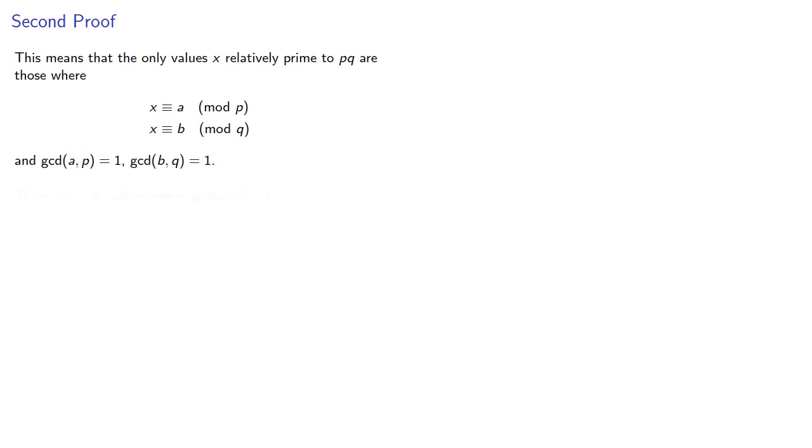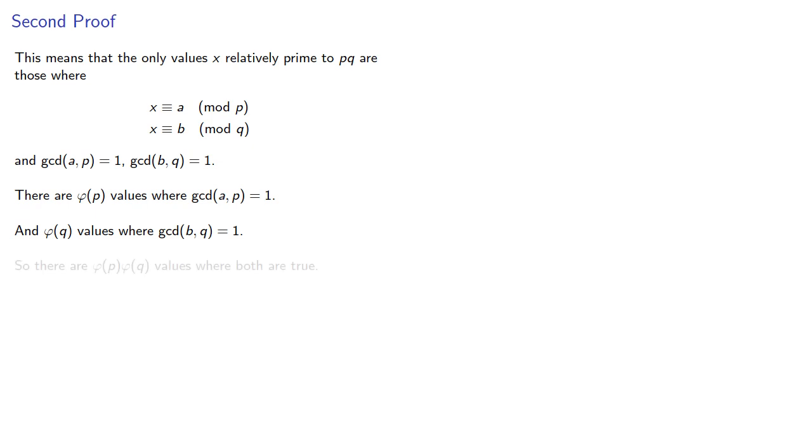There are phi of p values where the greatest common divisor is 1, and phi of q values where this greatest common divisor is 1. And that means there are phi of p times phi of q values where both are true.